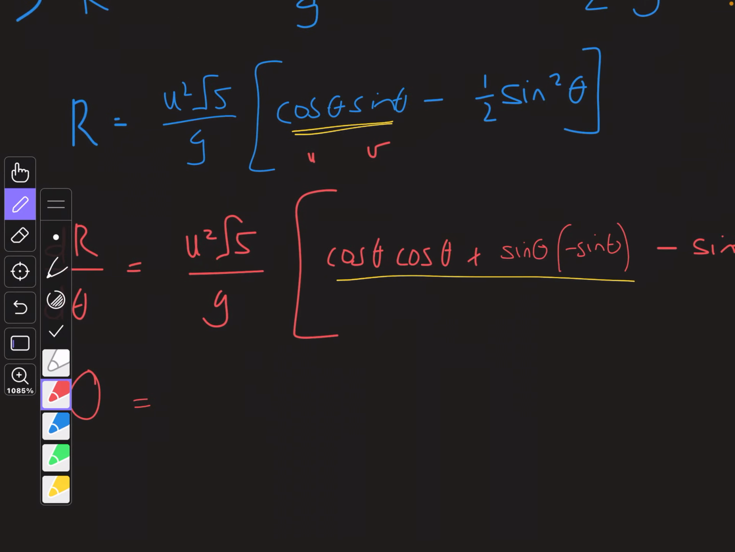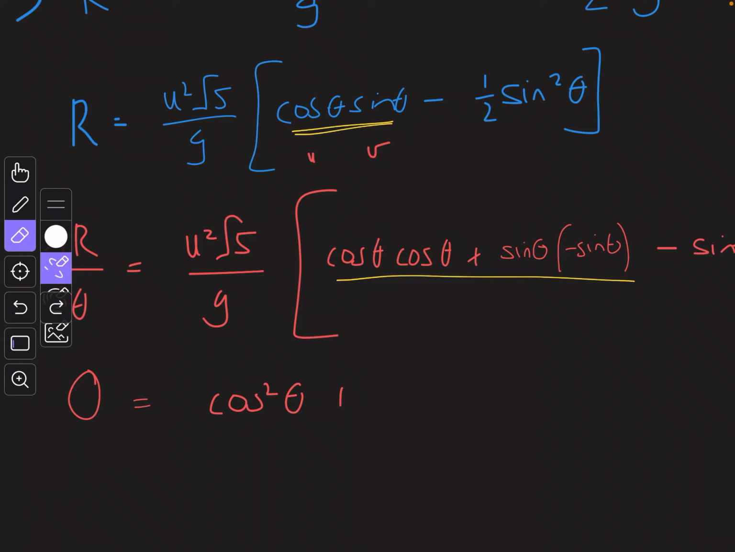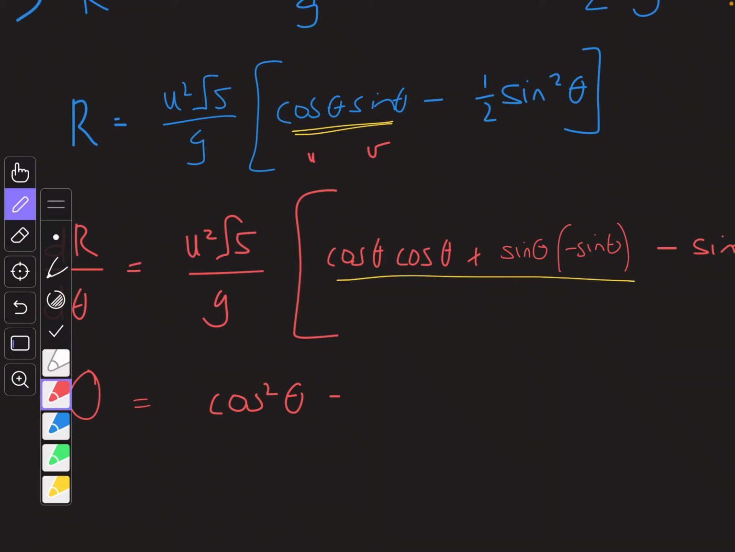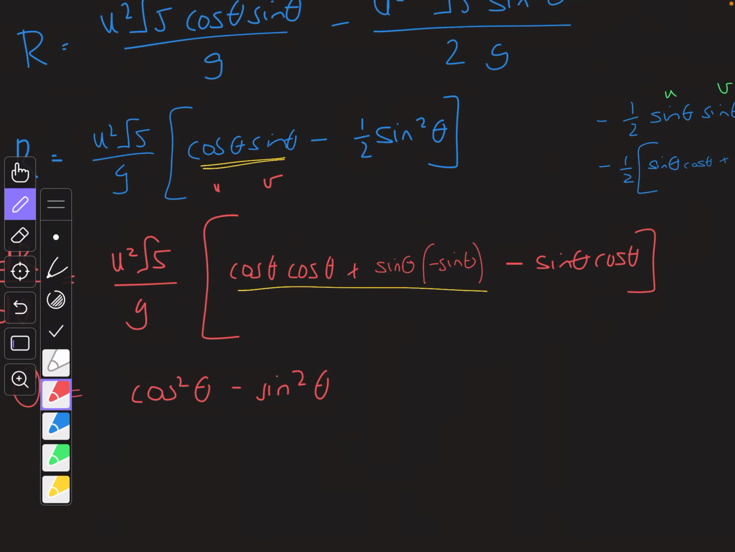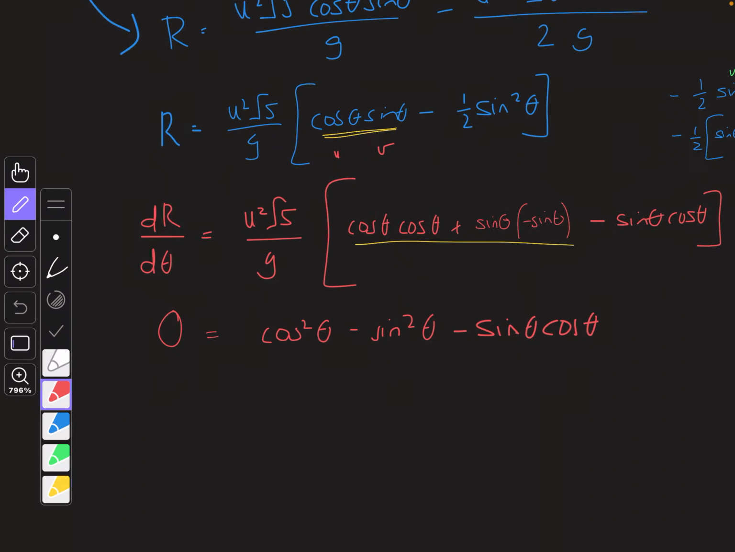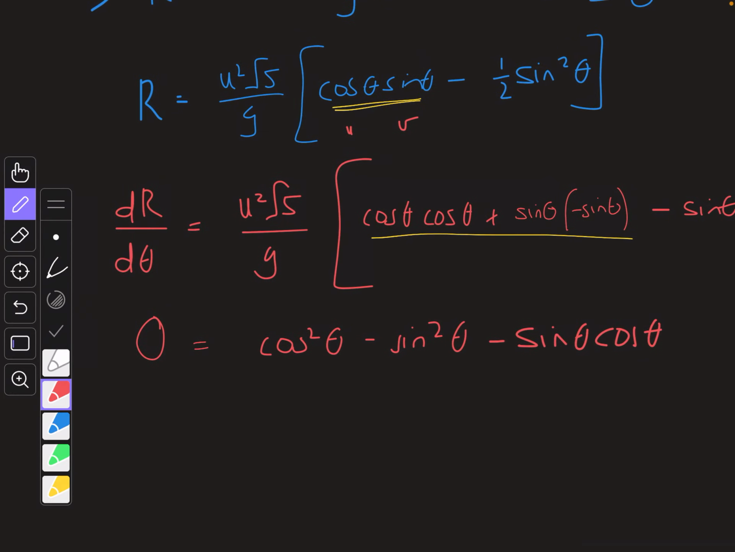Now I'm going to take a moment and take a jump. Because this is 0 on the left, you can divide this side by u squared. You can divide by root 5, you can divide by g. So we're just going to be left with the stuff in here. So it ends up being cosine squared theta minus sine squared theta, they should be all thetas, minus sine theta cosine theta. And we're so close to being done.